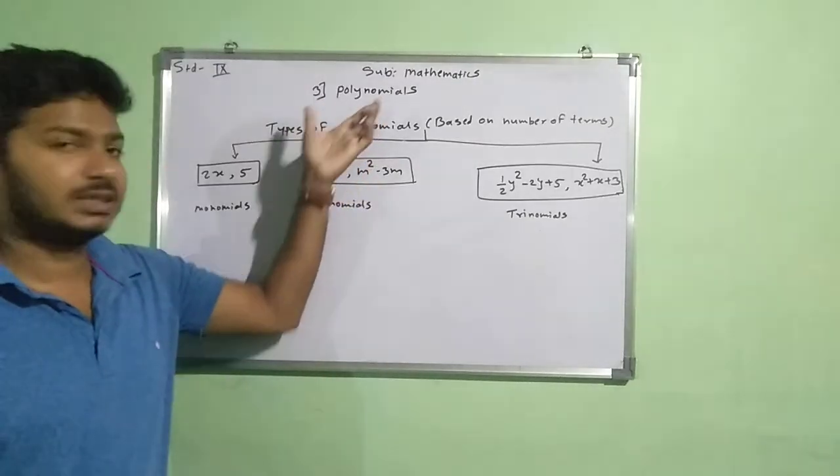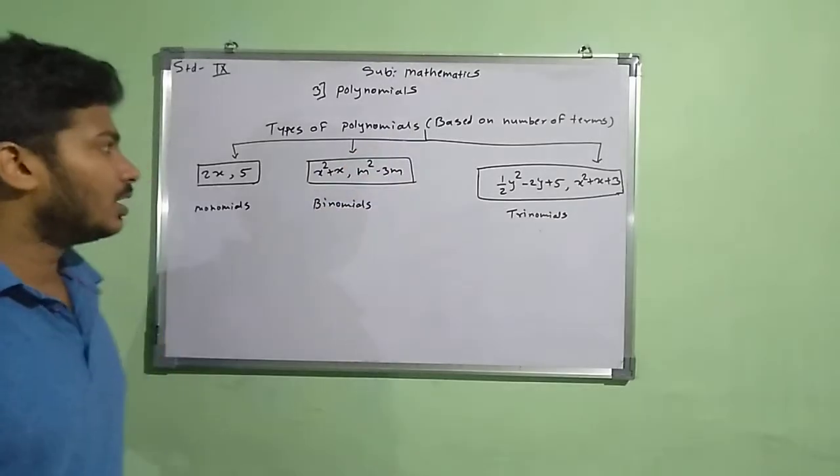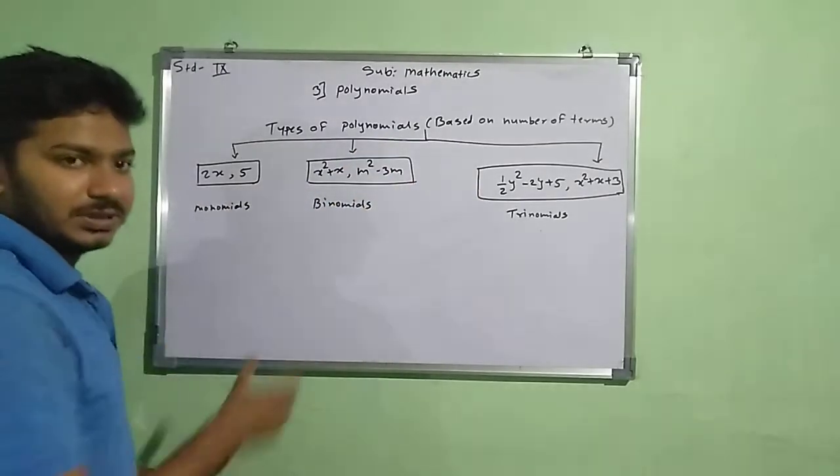Today we will see chapter number 3, which is polynomials. In that, the first topic is types of polynomials. Now I have written a flow chart. You can see I have written two examples of each.